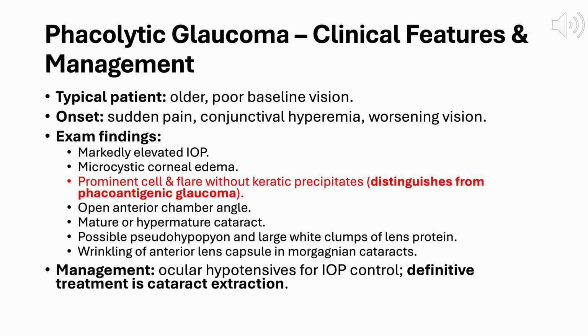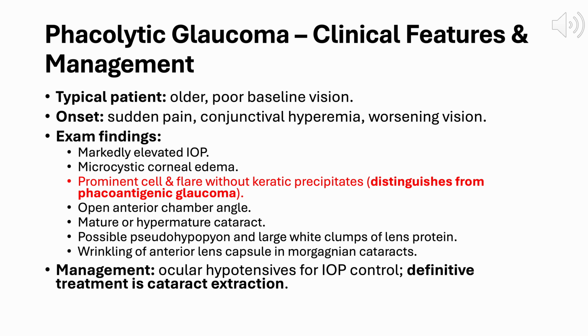Phacolytic glaucoma typically presents in older patients with poor baseline vision, often due to a mature or hypermature cataract. Onset is sudden, with symptoms of ocular pain, conjunctival redness, and worsening vision. Examination usually reveals markedly elevated intraocular pressure, microcystic corneal edema, and a prominent anterior chamber cell and flare without keratic precipitates, an important feature that helps distinguish it from phacoantigenic glaucoma.